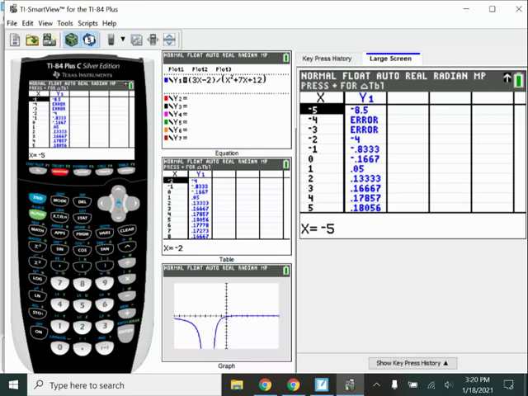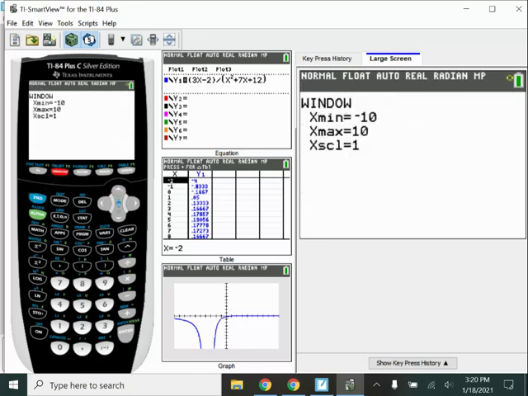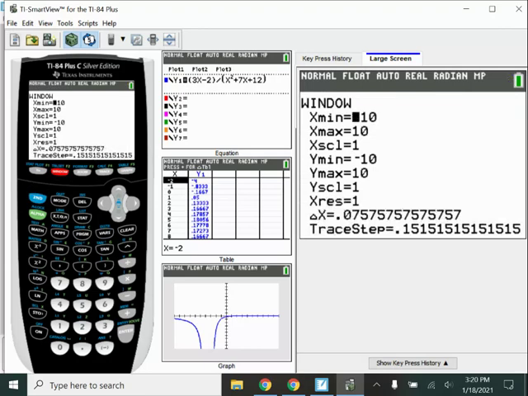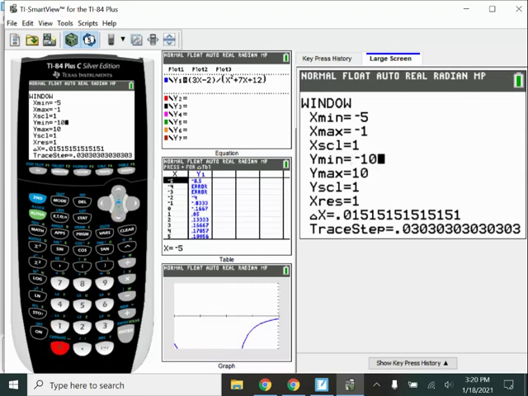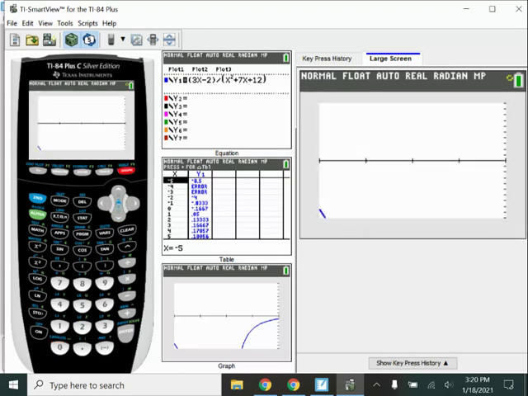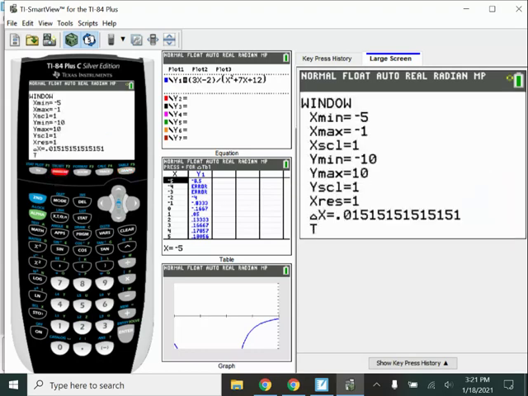So I'm going to adjust this window a little bit because I want to look between negative 5 and say negative 1. And it looks like whatever's going on is going to be down in the negative y, so I want my y minimum to go down lower. So let's go from 100 to 10 and take a look at that. It looks like it's still not far enough. So let's try this again.